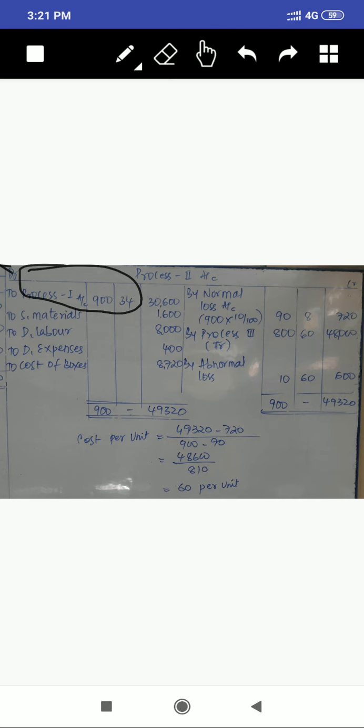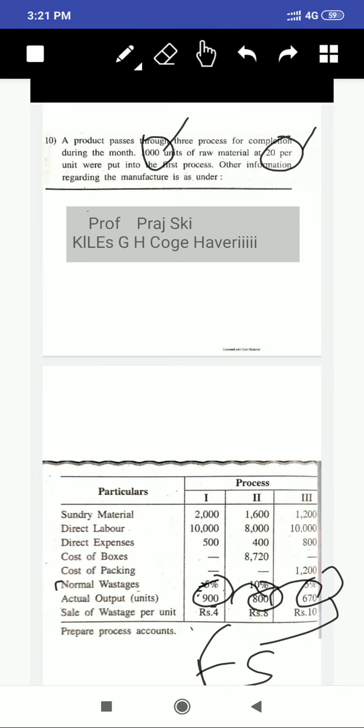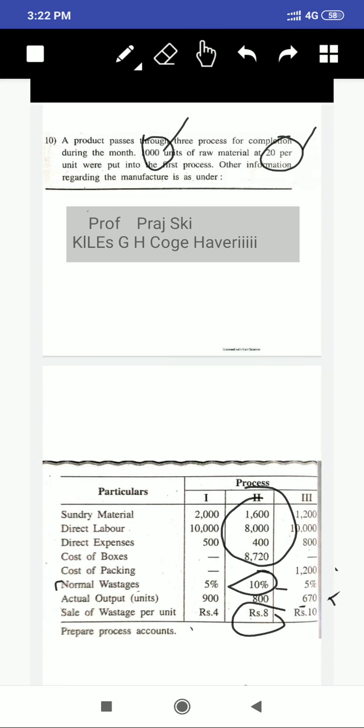Clear? Next, the remaining entries, these 4 entries. These 4 entries are in the question. How? These figures are recorded in the problem. Which are those 4 items, from here to here? All these 4 items are to be debited. And how much is your normal loss? 10%. What was the rate for that? 8 rupee. And what was your output? 800 units transferred to next process.